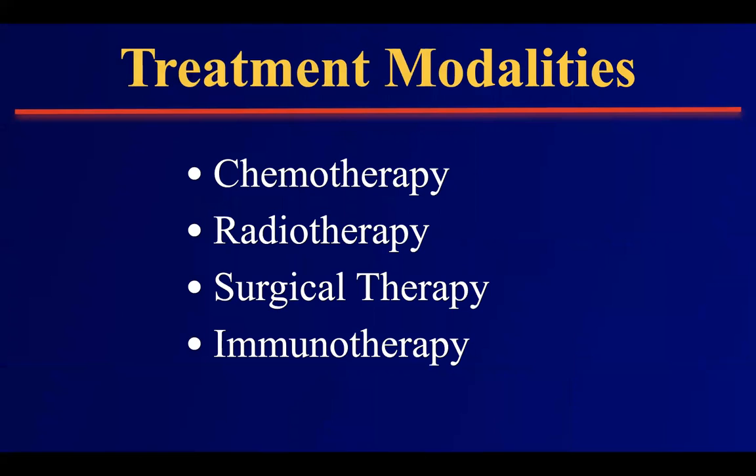So treatment modalities are fourfold. Chemotherapy and radiotherapy are implemented in most of the patients, unfortunately. Surgical therapy can be performed in a small number of patients with T1 disease, and immunotherapy has recently become some kind of therapeutic option, but it is not reimbursed by our national insurance system right now.